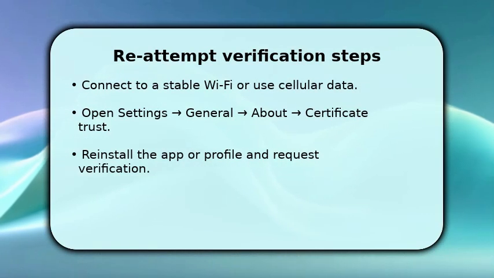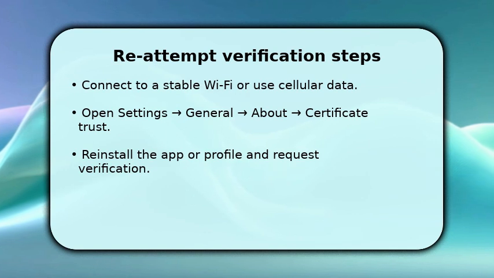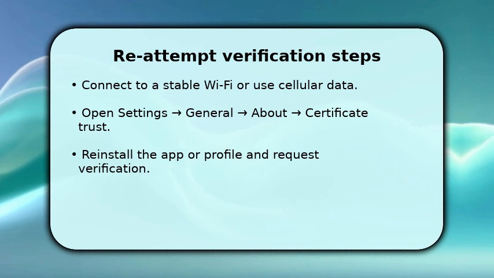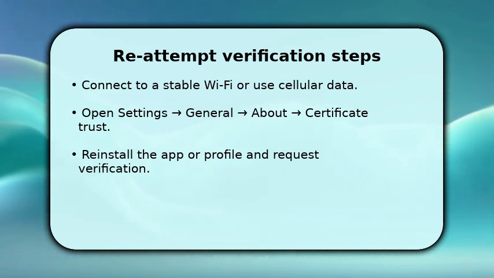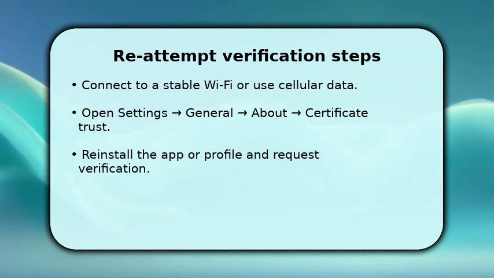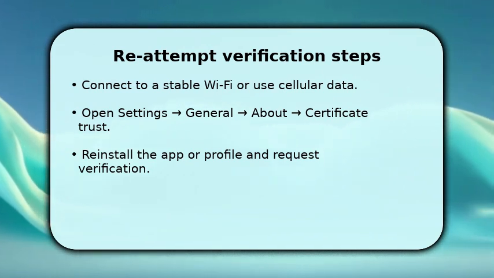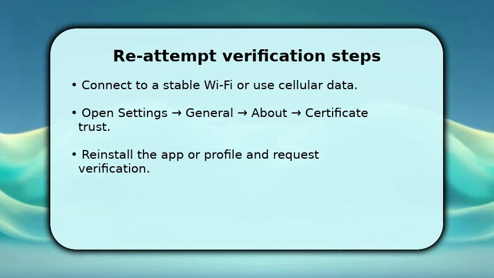Now you perform the core repair sequence that actually forces integrity checks. Connect to a reliable network because verification contacts Apple servers. Unstable Wi-Fi causes failures. Go to Settings, General, About, and look for Certificate or Profile Trust options. You may need to manually enable trust for a profile. Reinstall the app or configuration profile, then open it so iOS triggers verification. If you see a prompt, follow it. This step resets the verification handshake between the app, profile, and Apple servers.